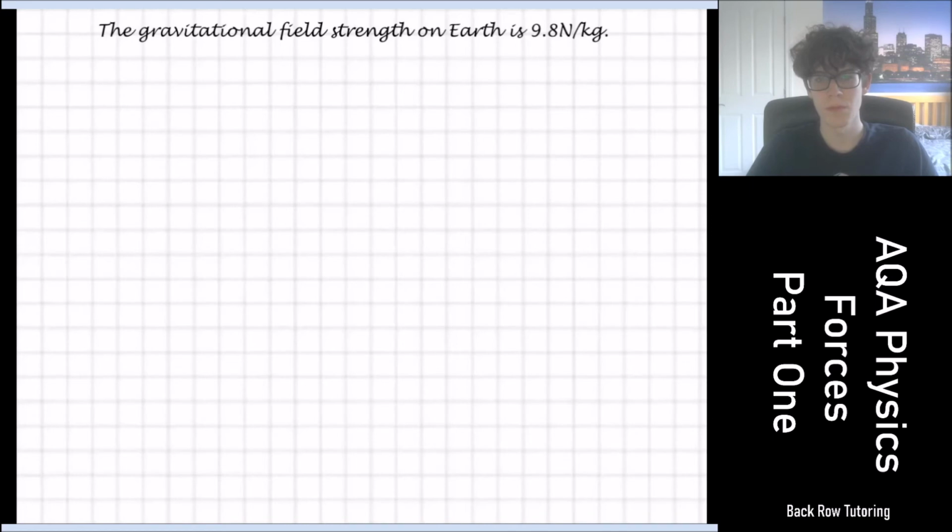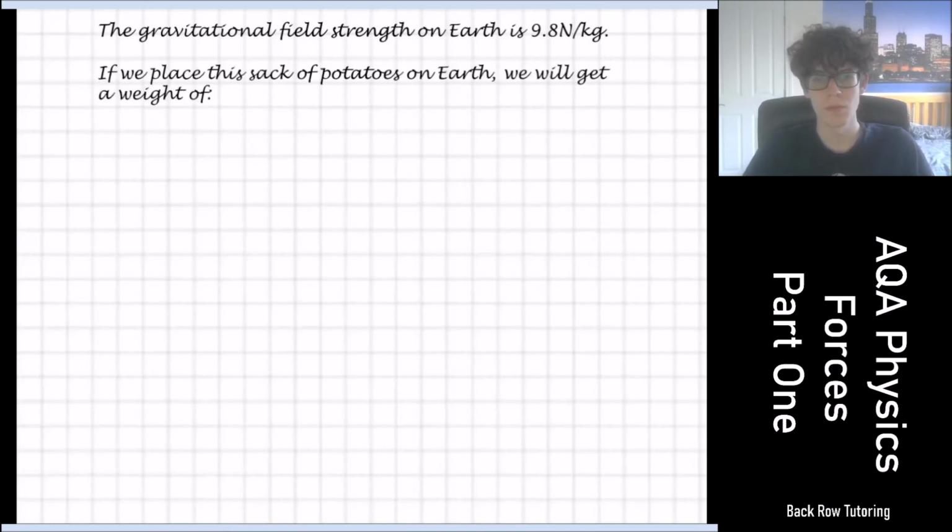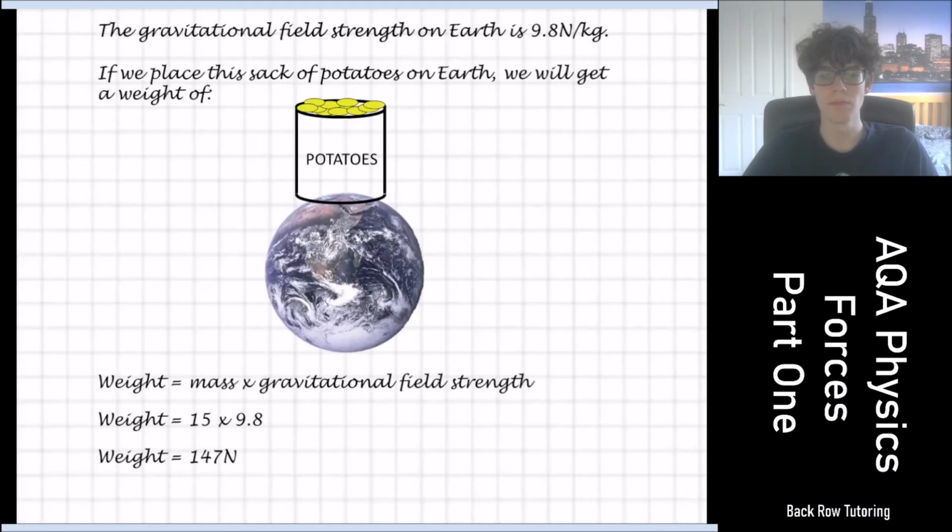The gravitational field strength on Earth is 9.8 newtons per kilogram. Please note that you will not need to remember this value, as it will be given to you in the exam. If we place this sack of potatoes on Earth, we will get a weight of 147 newtons.